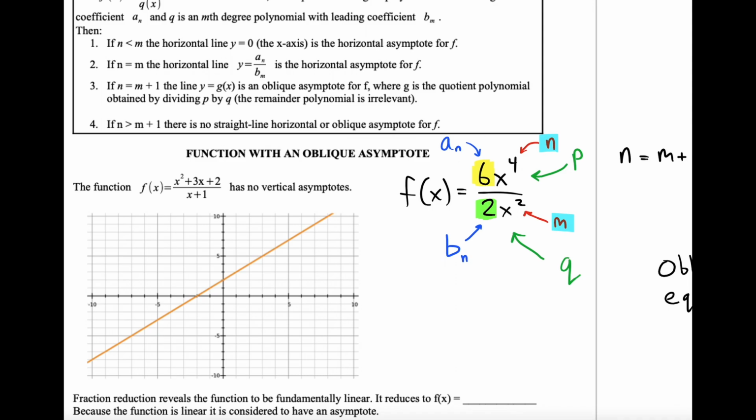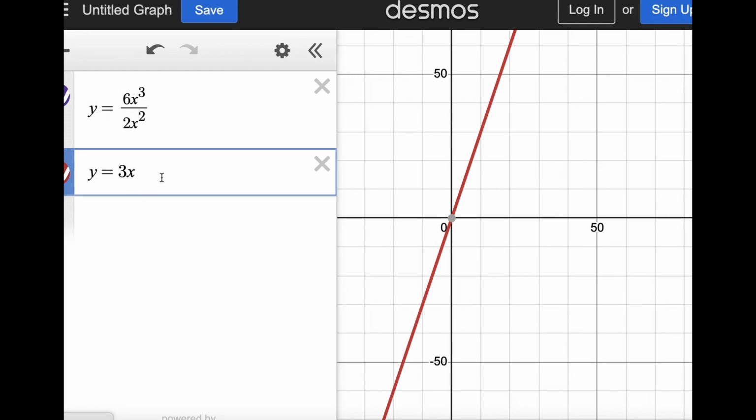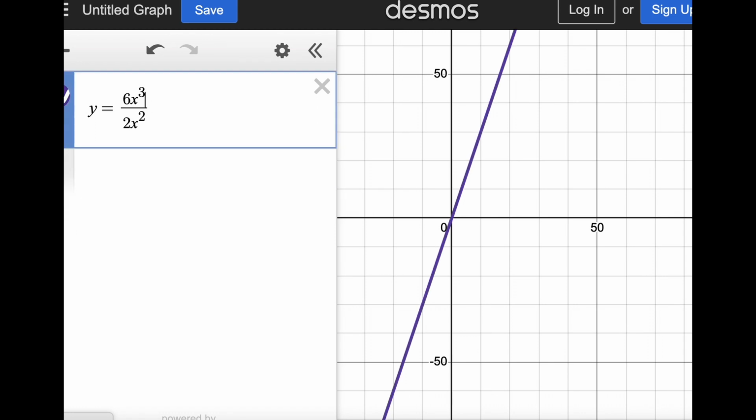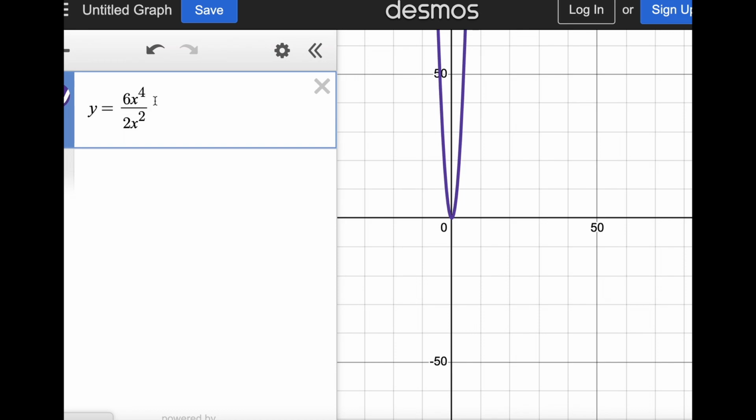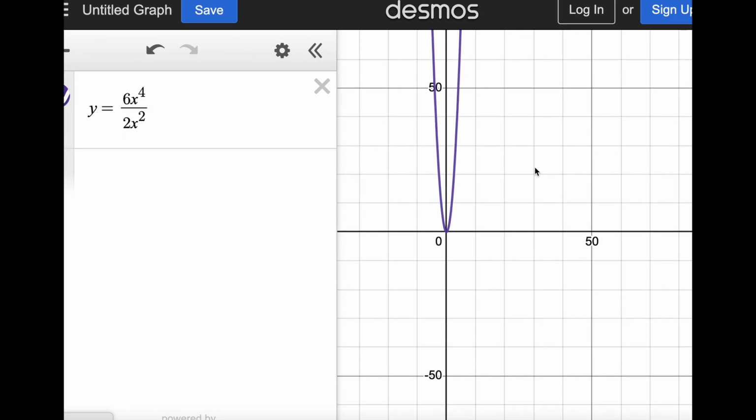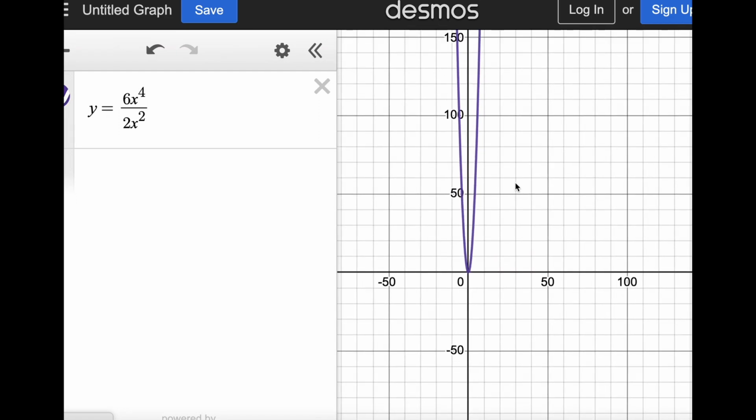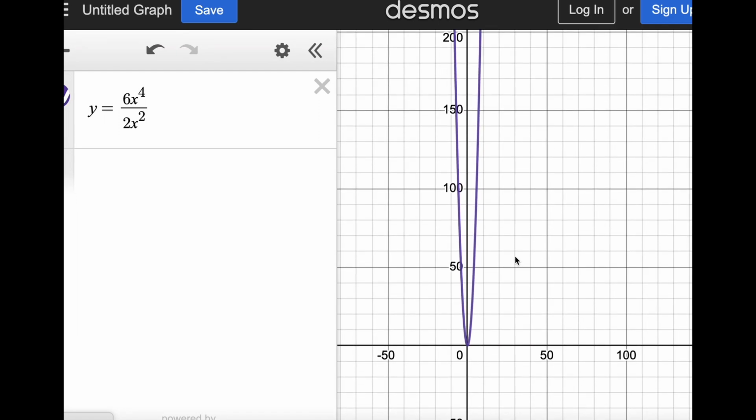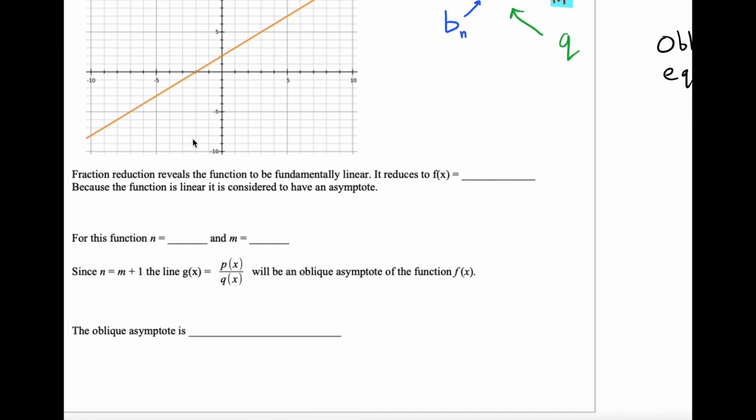Let's see if that's true with Desmos. Of course, we're not proving that it's true because we're not checking it for all polynomials right now. I'm just doing one example to see if it goes along with what they say the rule is, right? Okay, so if we do 6x to the 4th over 2x squared, we do not get a function that has a straight line asymptote at all. So I guess it looks like the rule holds there.